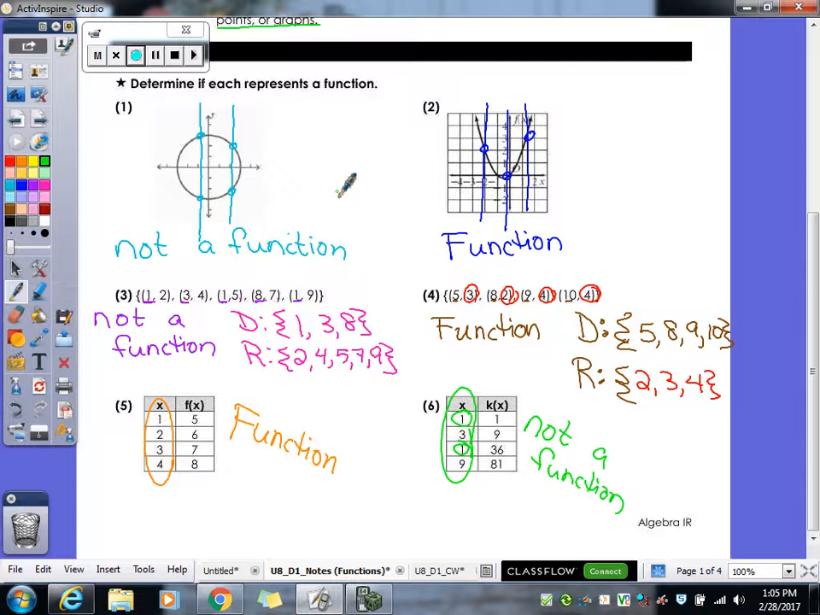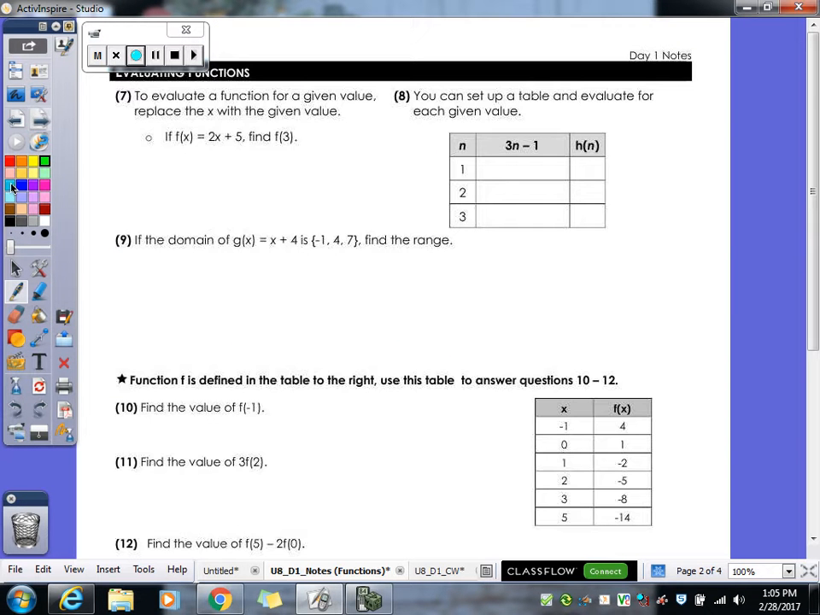Okay, so if we take a look at the back, we're still dealing with our domain and range. It's just these are different ways that they would ask you about your domain and range. So number 7 tells us to evaluate a function for a given value. We got to replace the x. So right here we're given this function, f of x equals 2x plus 5. They told us to find f of 3.